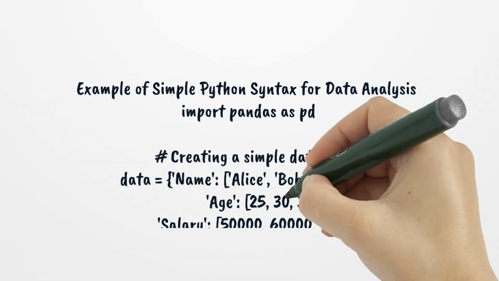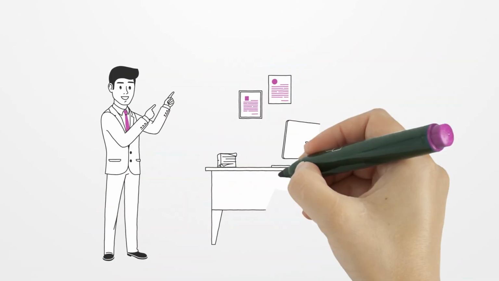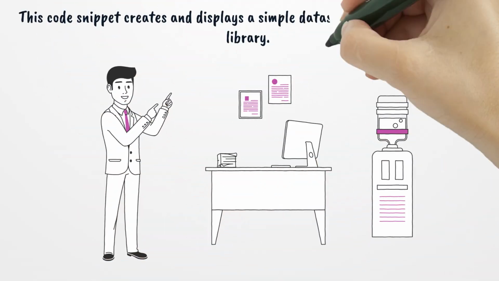Example of simple Python syntax for data analysis. import pandas as pd, # creating a simple dataset. data = {name: Alice, Bob, Charlie; age: 25, 30, 35; salary: 50,000, 60,000, 70,000}. df = pd.DataFrame(data). print(df). This code snippet creates and displays a simple dataset using Python's Pandas library.